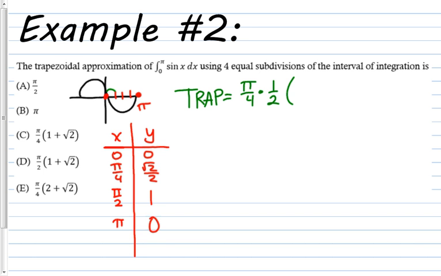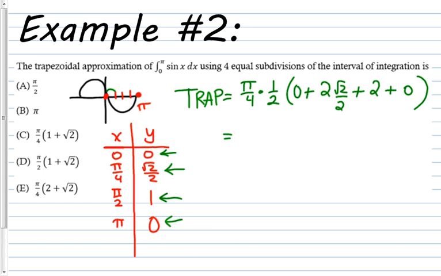So you add the first one once. You add the second one twice. So 2 times the square root of 2 over 2. The next one goes twice as well. 2 times 1. And then the last one is just once. And then I get pi over 4 times 1/2. And I know I can simplify that as pi over 8. But this is multiple choice, and notice how none of these are pi over 8. So let me not get ahead of myself.